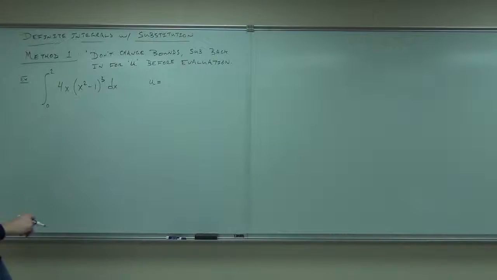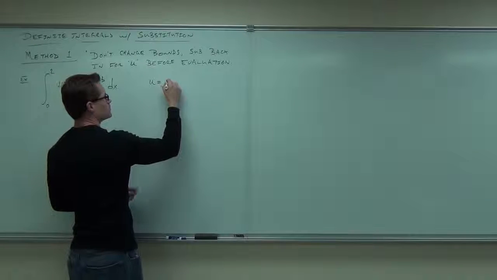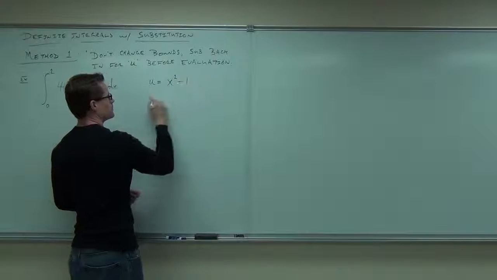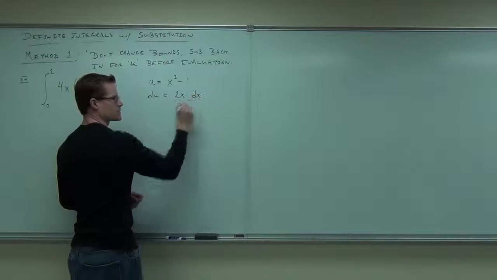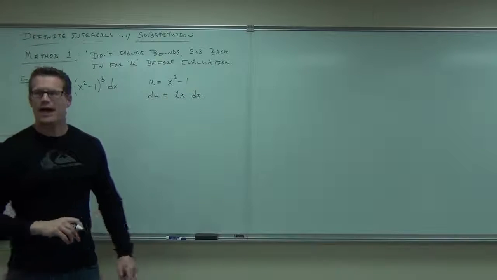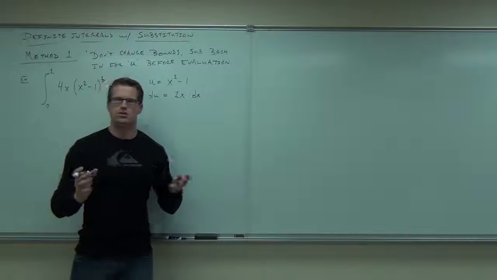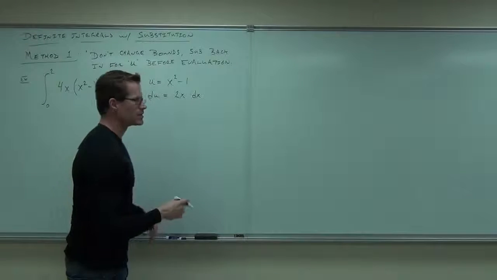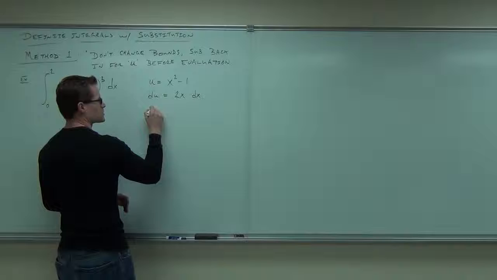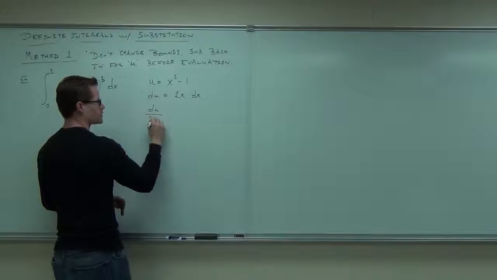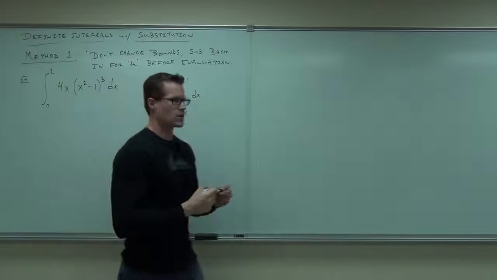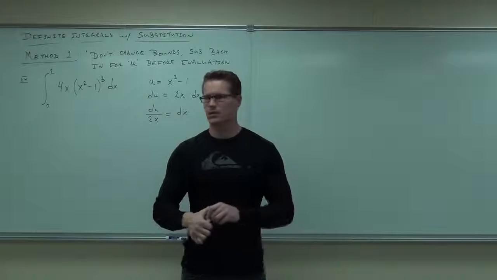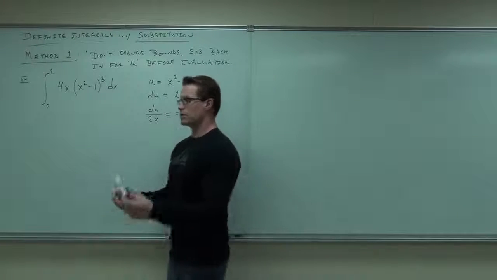So, u, what's u? x squared minus 1. Good. What's du? Don't forget the dx. You need the dx. And then how I've taught you how to do this is I've had you solve for dx. That makes the substitution nice and neat. So solve for dx, you're going to get du over 2x equals dx. You okay with this so far? Everybody? Okay. Now what do we do?